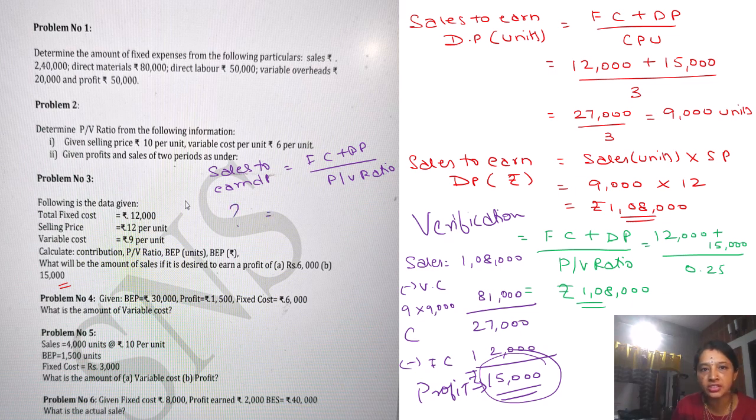Fixed cost is 12,000. Desired profit is 15,000, divided by the PV ratio, which is 0.25. So 12,000 plus 15,000 divided by 0.25. So sales is rupees 72,000.